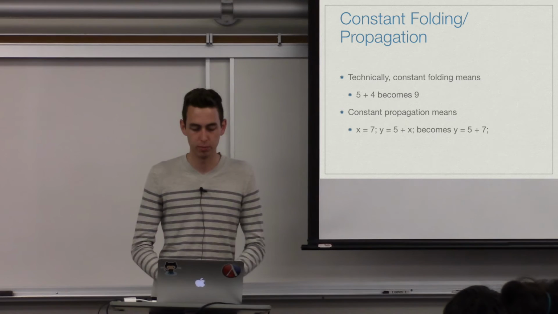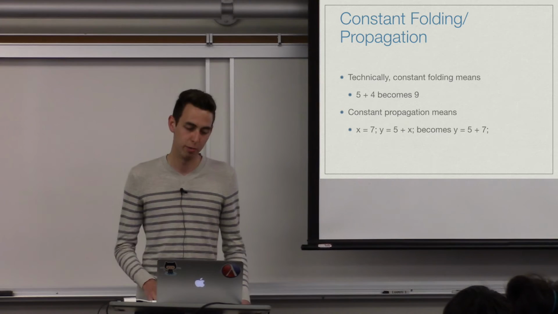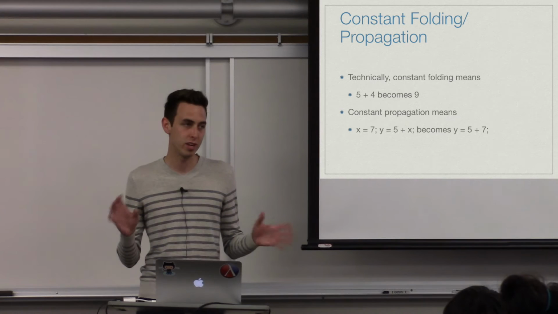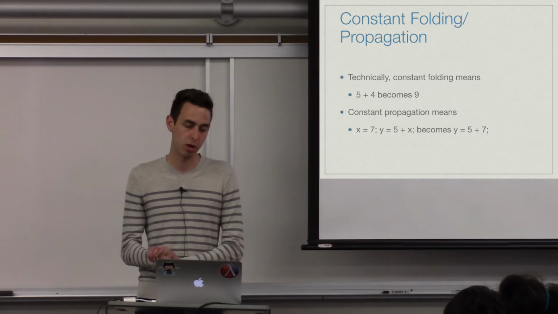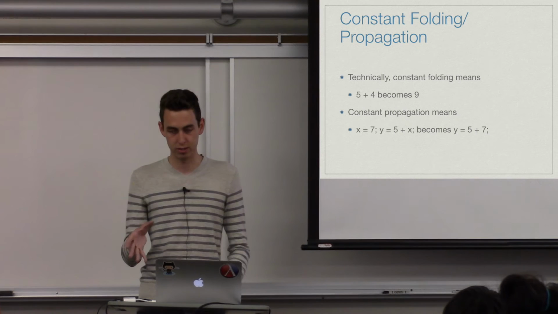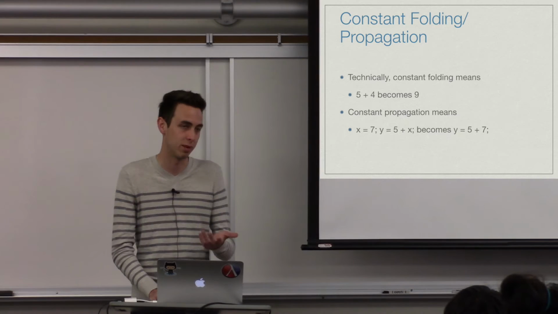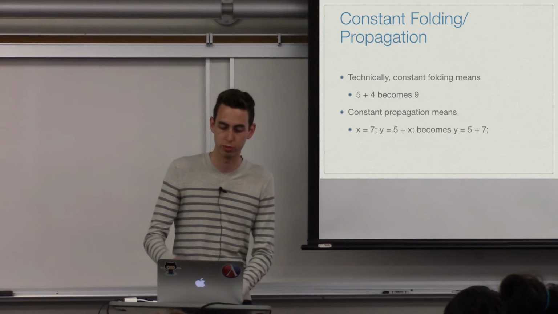So two terms that get used interchangeably, but do have technical definitions, are constant folding and constant propagation. Constant folding is when you take constant expressions and fold them into a smaller number, you just evaluate them. And then constant propagation is where you substitute constants from other parts of the program into your specific function. So you can see here, if you have x equals 7 and y equals 5 plus x, that becomes y equals 5 plus 7. And then constant folding would come along and turn that into y equals 12.